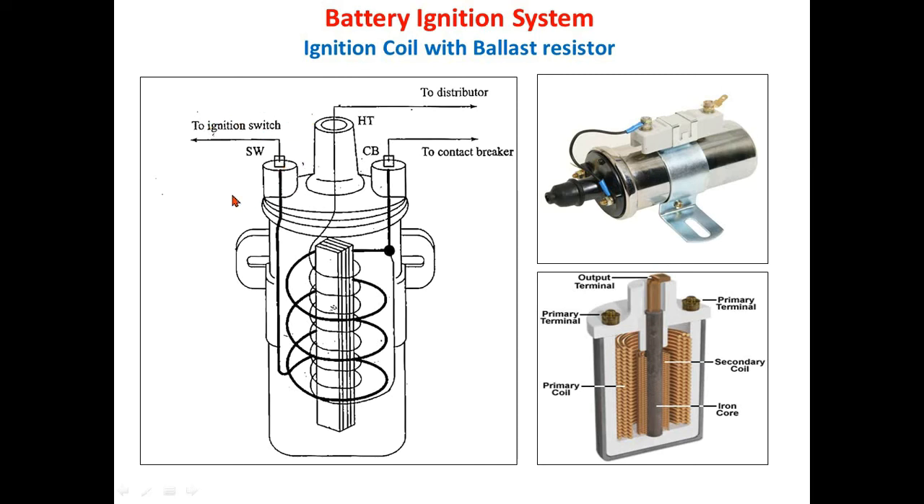And the other terminal of the primary coil, along with the secondary terminal, is again connected to the contact breaker, which you can also observe in this second terminal. This whole arrangement is enclosed inside a metal container, which forms a neat and compact unit. So this is the ignition coil with the ballast resistor.